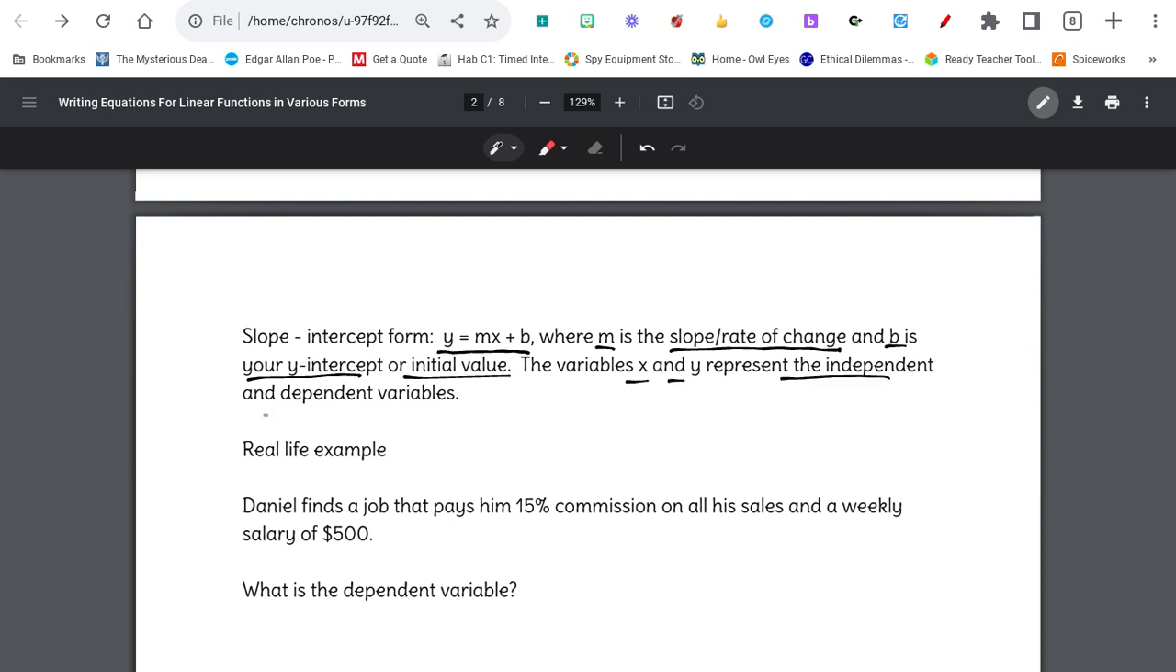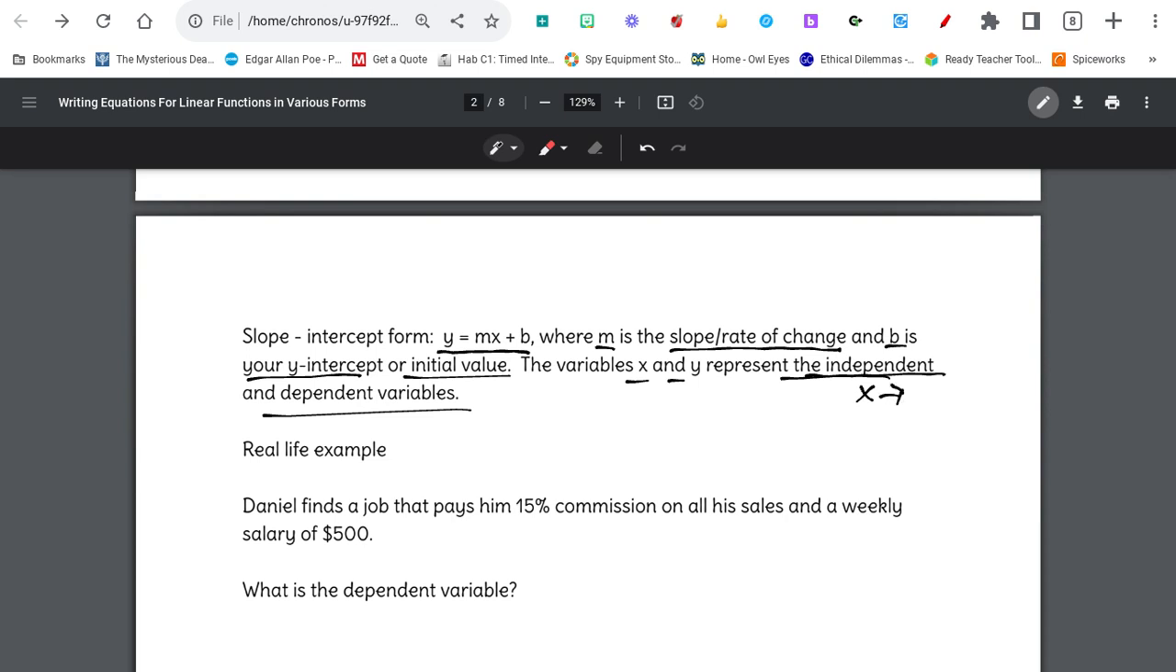So the variables x and y represent what we call the independent and dependent variables. And you all watched the video on it on Monday and talked about independent and dependent variables. So I want to touch base with you real quick on independent and dependent variables. Your independent variable will always be x. Okay, it'll be represented with the variable x.